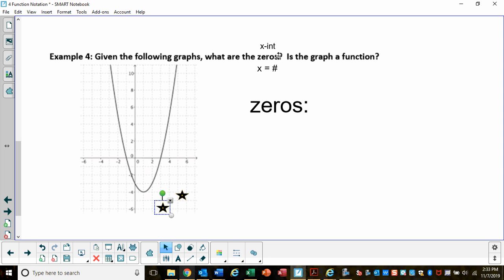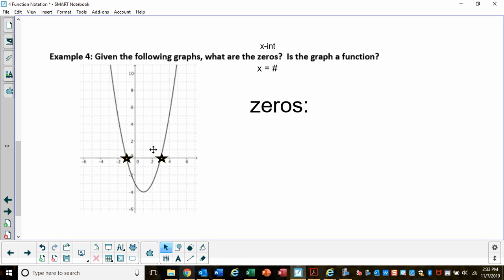So I'm going to look for the x-intercepts. So I look at the x-axis and I'm crossing here. So I'm going to put a little star right there. And I'm also crossing here. Okay? Those are my x-intercepts. So those values are what x equals. Those are the zeros.